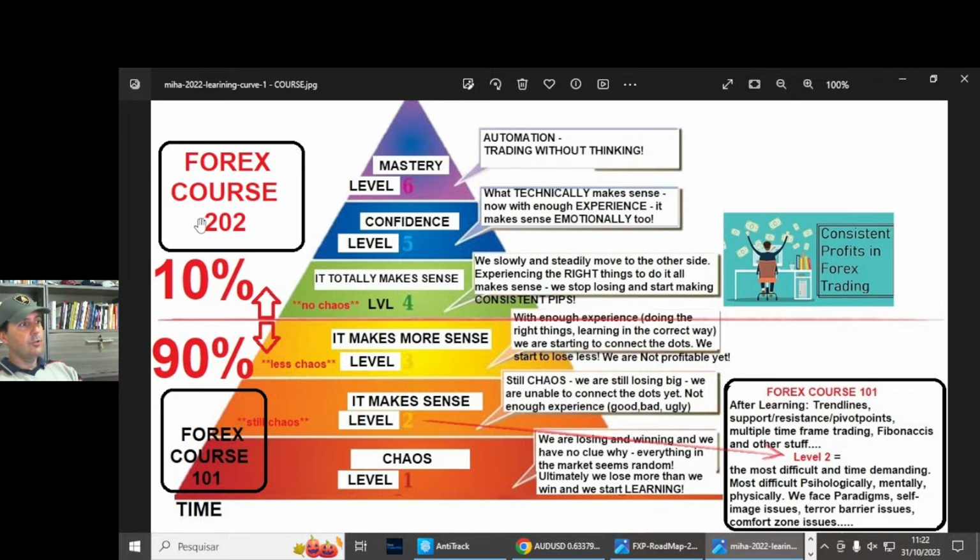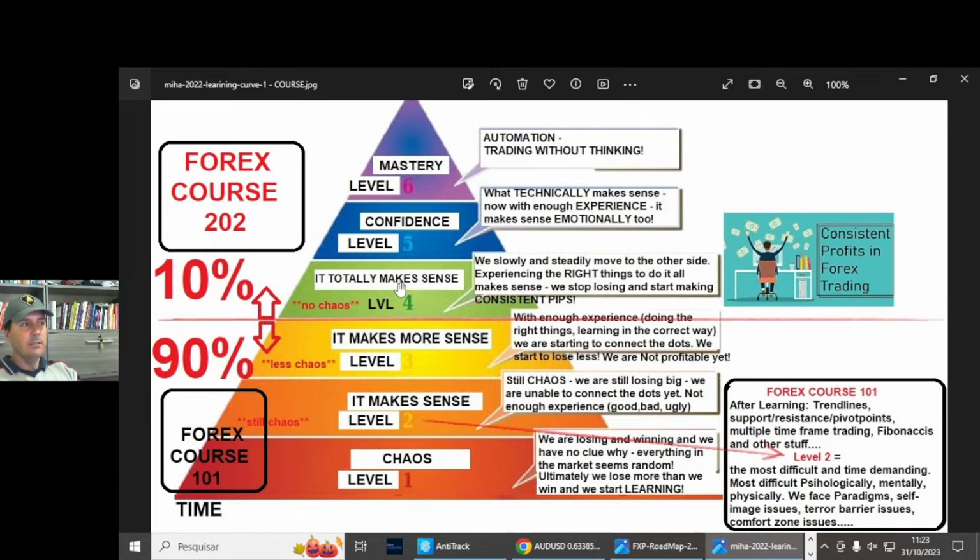And then Forex Course 202, it's level number 4. Now there is no chaos anymore. Why? Because everything is based on logic and data samples and numbers. Alright? Forex Course 202 is going to totally make sense. Now, if you have an analytical mind, alright, it's going to be easy for you, because we are talking about, this is how institutions make money. Make sense, everybody? It's based on data samples, everything, anything.